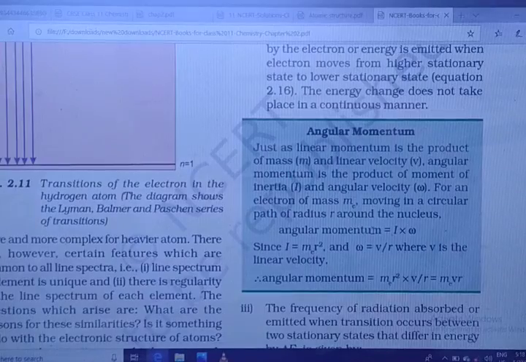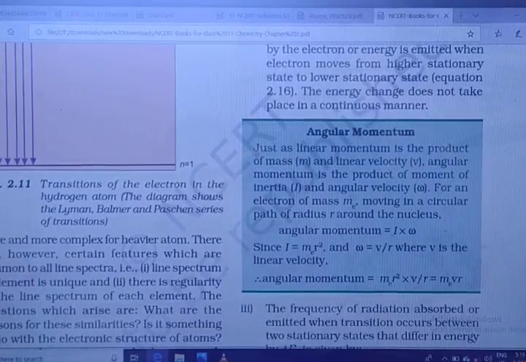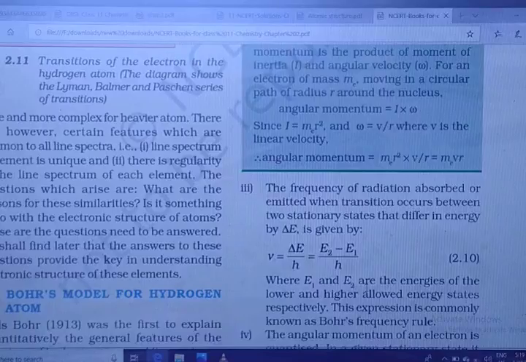Now the angular momentum will be the product of inertia and angular velocity. The inertia is m r square and the angular velocity is v upon r. So what will the formula be? r cancels, so it will be mvr, right? What will be the formula? mvr. If anyone asks you what is angular momentum, it is mvr.